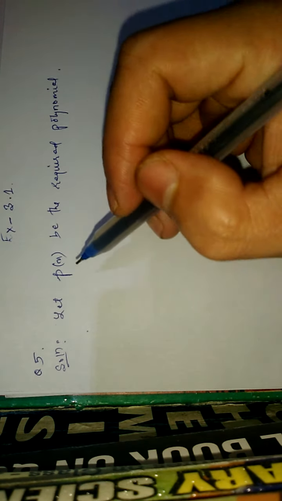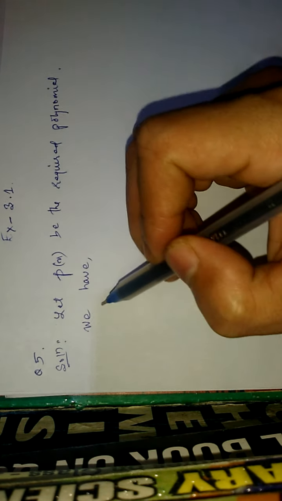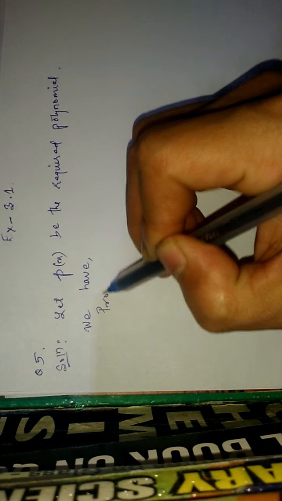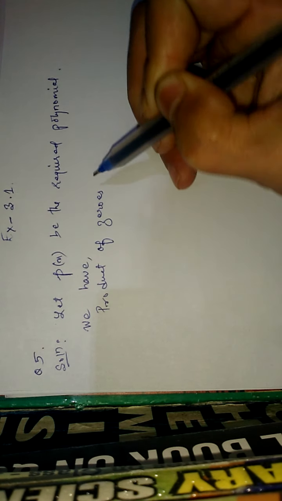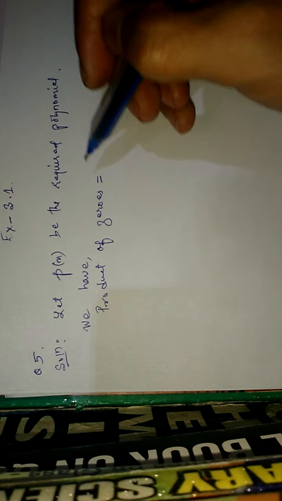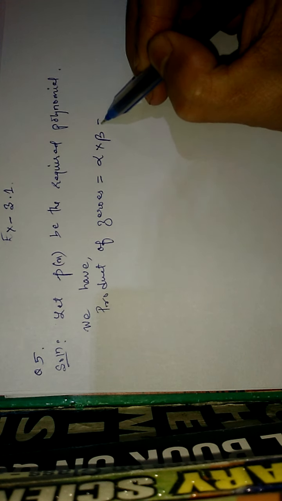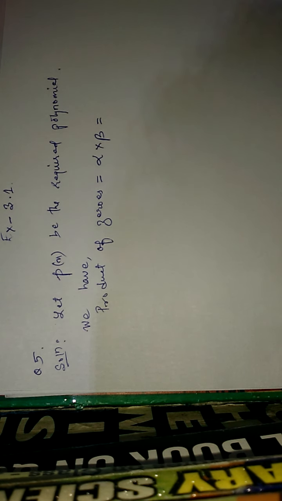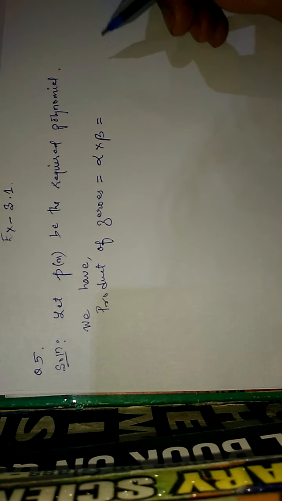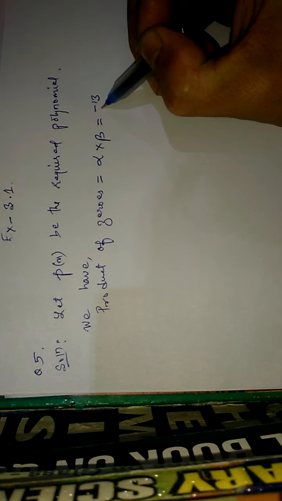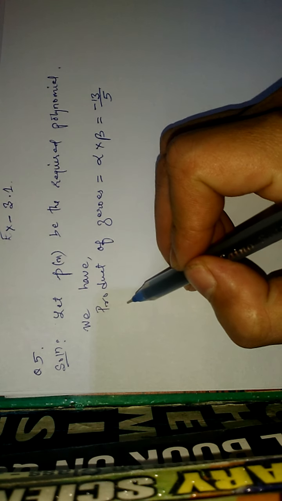we have the product of zeros, that is alpha into beta. Here we are given the product as minus 13 by 5. Then the sum of zeros is also given in the question.